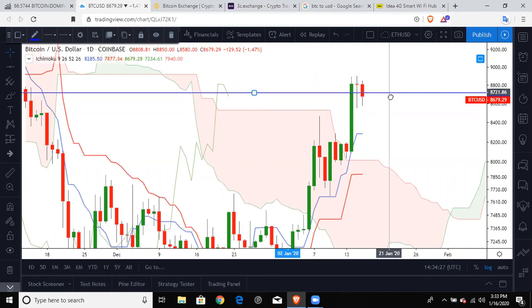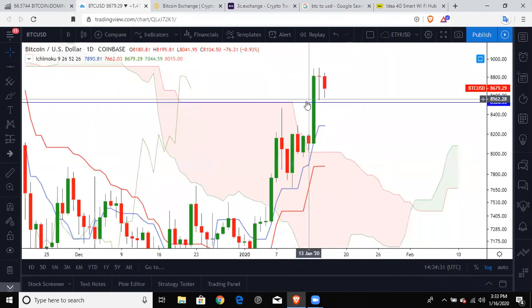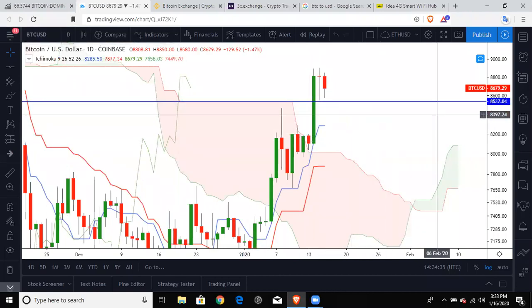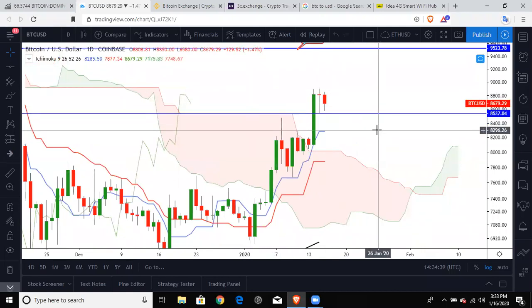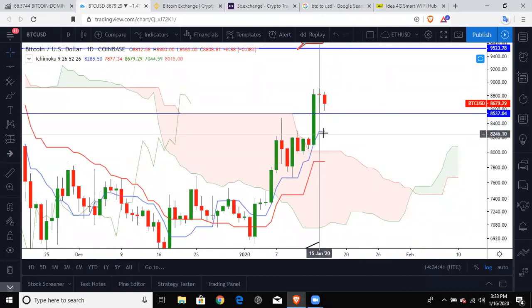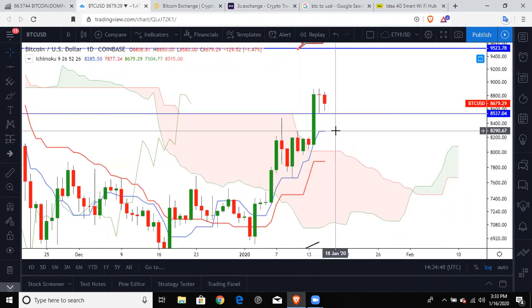So if we're going to get any dump to the downside, we should be looking at the first one to be, let's just put it as 8500. Now the other one again, if this is violated, we should be looking at this Tenkan serving as a support, which is what we saw here. So we should be looking at this.